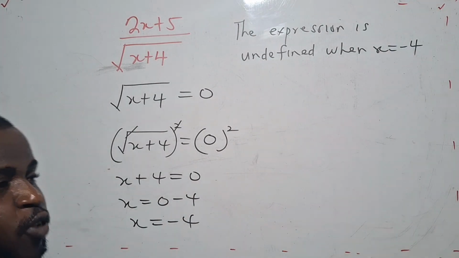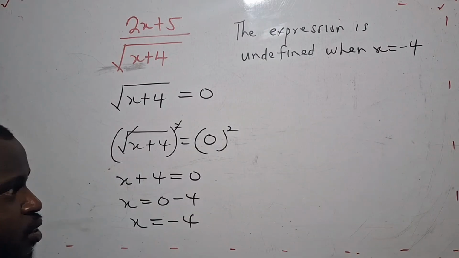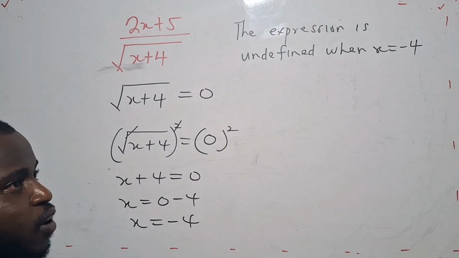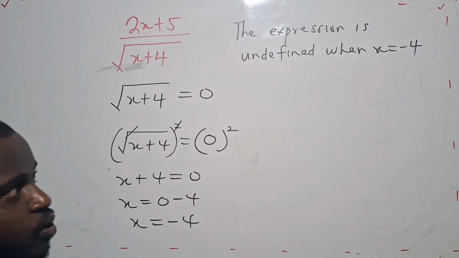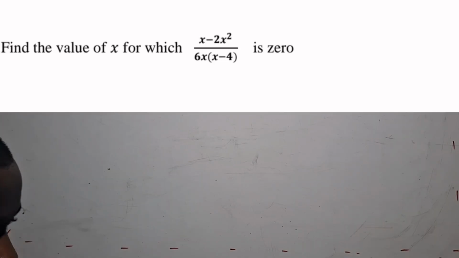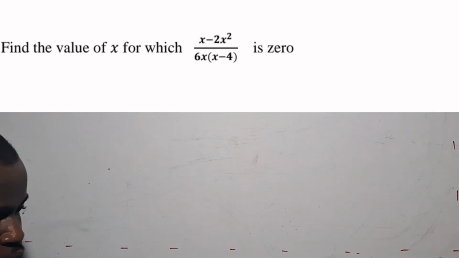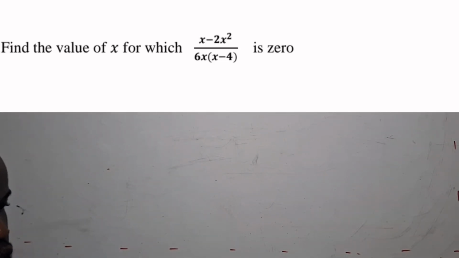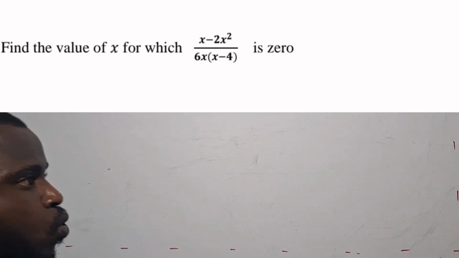Just use what I've explained here and you are going to get it right away. Let's take another question, a different question on this. In this question, they say we should find the value of x for which (x - 2x²) / (6x(x - 4)) is 0.